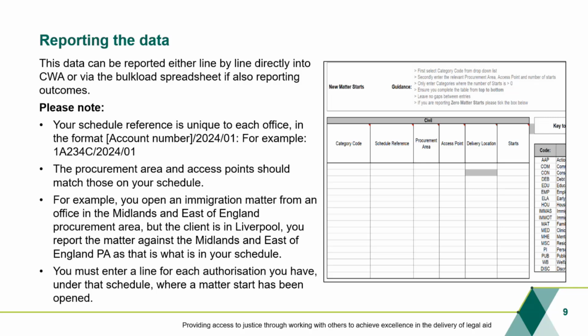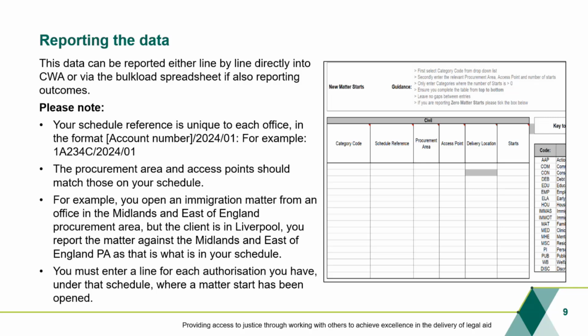You can choose to either report the data directly into CWA, or you can choose to do it via the bulk load spreadsheet. You'll see on the slide here, we have a screenshot from the bulk load spreadsheet, and you can see the various fields that you need to complete. Your schedule reference is unique to each office, and it's in the format account number / year of the contract. So in this case, 2024 / your schedule number, in this case, 01.